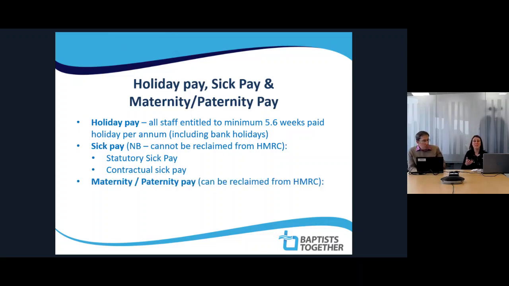And you may have staff that are on different deals, like the ministers may get made up, but other staff might not. They might only receive sick pay. Check the contracts. Yes. Yeah.